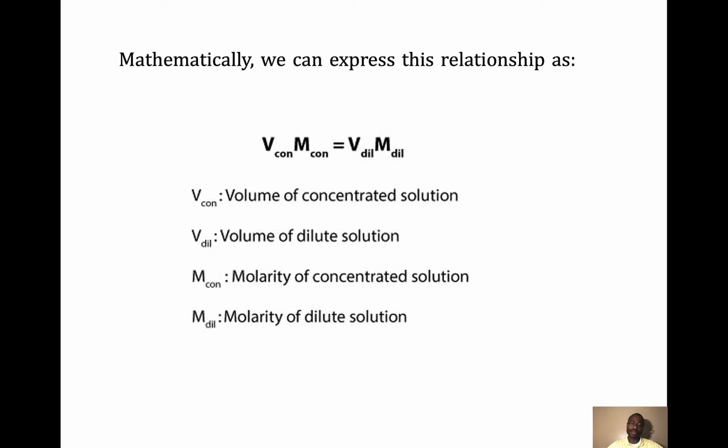So let's go ahead and describe what each variable stands for. The con here is a short way of saying concentrated, and the dil here is a short way of saying dilute. So the volume of concentrated solution, V con, times the molarity of concentrated solution, is equal to the volume of dilute solution times the molarity of dilute solution. So this is the expression you need to know.